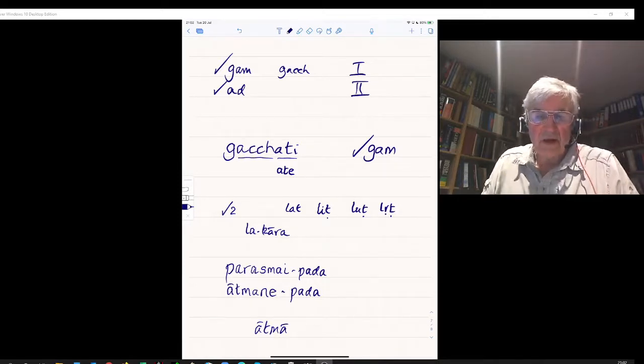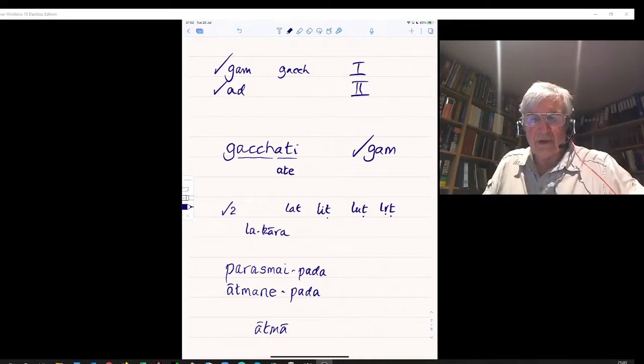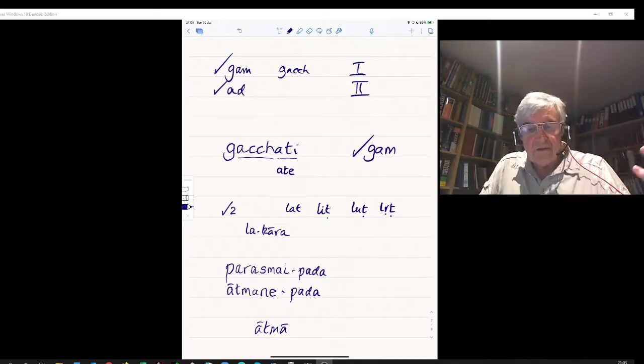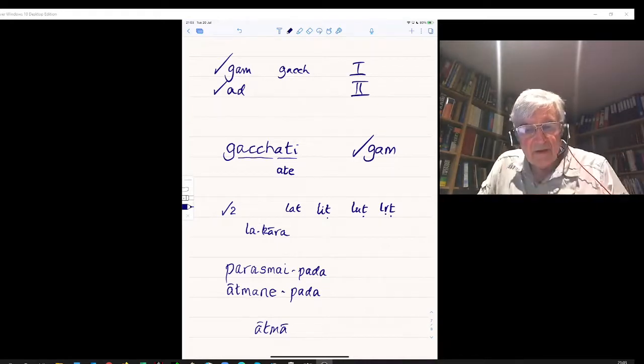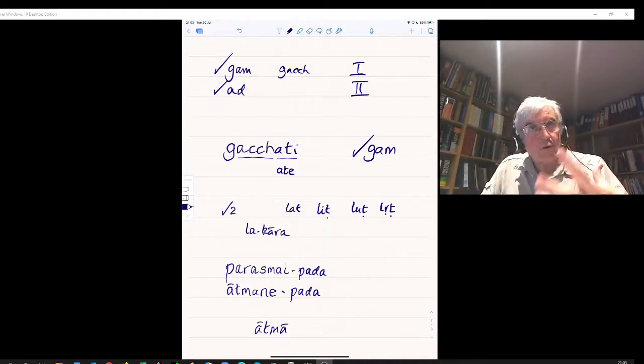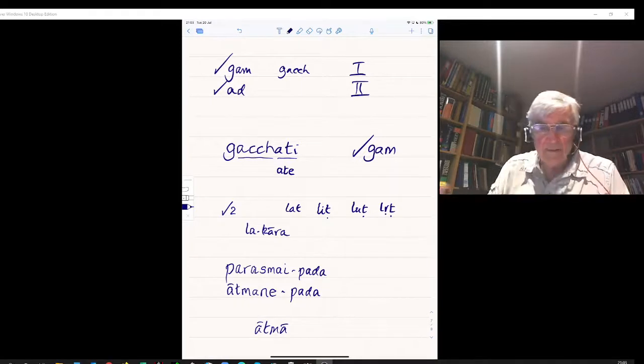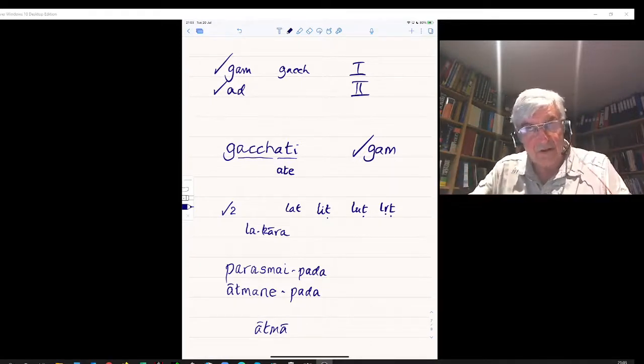Okay, so in lesson 9 we'll learn the middle voice, that's the atmanepada, which takes the middle endings. Usually when the fruit of an action comes back to the agent, fruit here meaning of course result of the action, that's the atman, to the self, it's the atmanepada, the for oneself word. When the fruit or result of an action goes to another person, that's the parasmaipada, the for another word, parasmaipada.